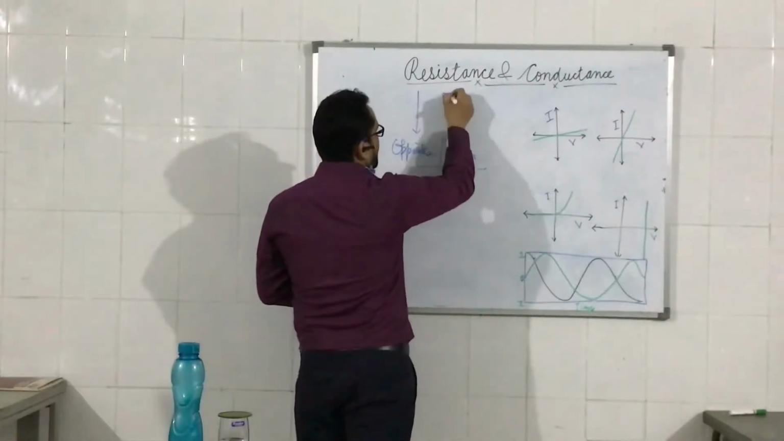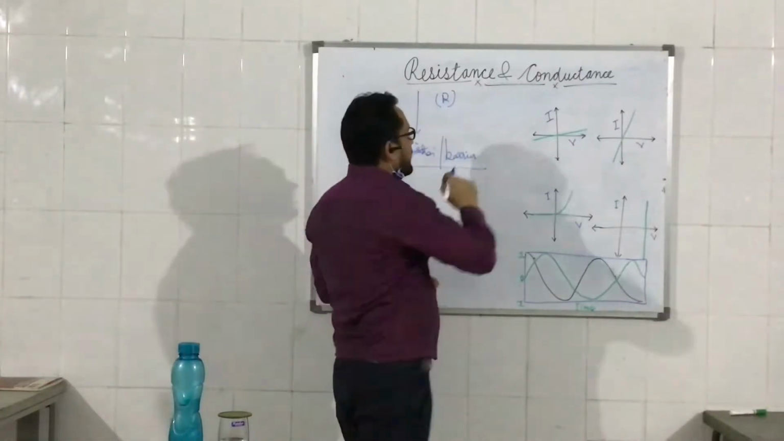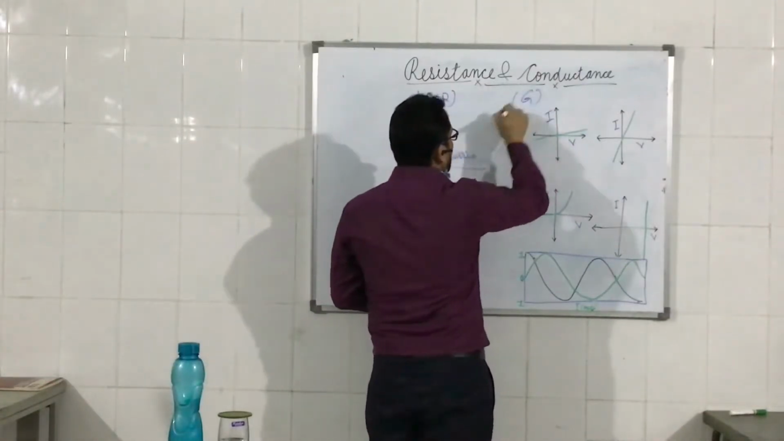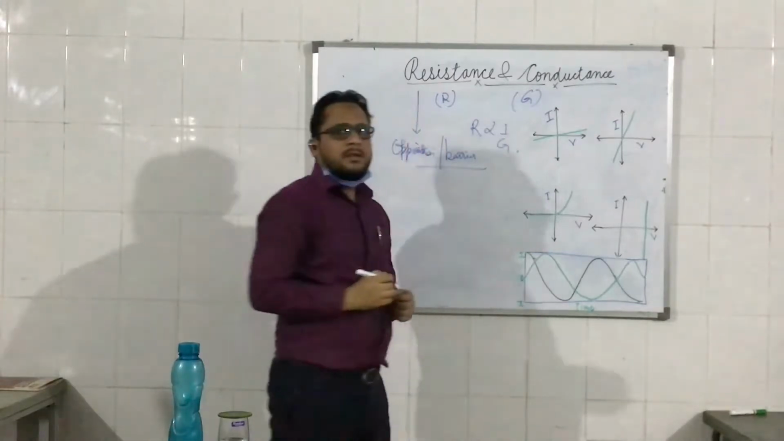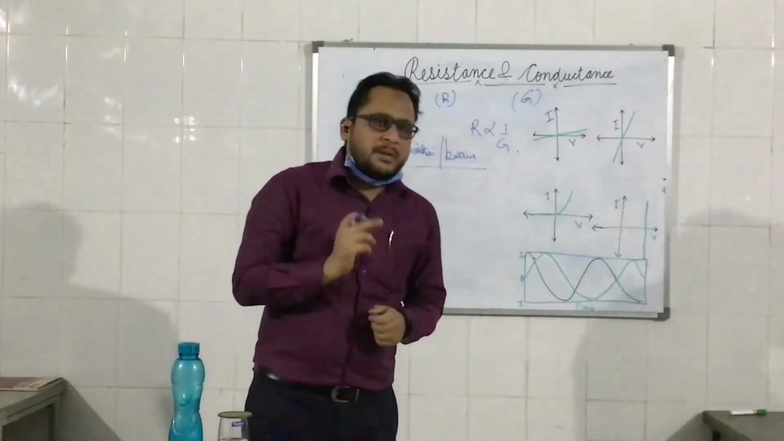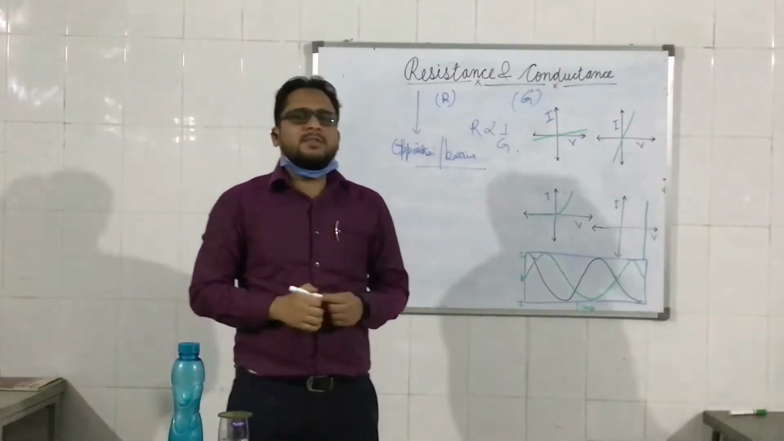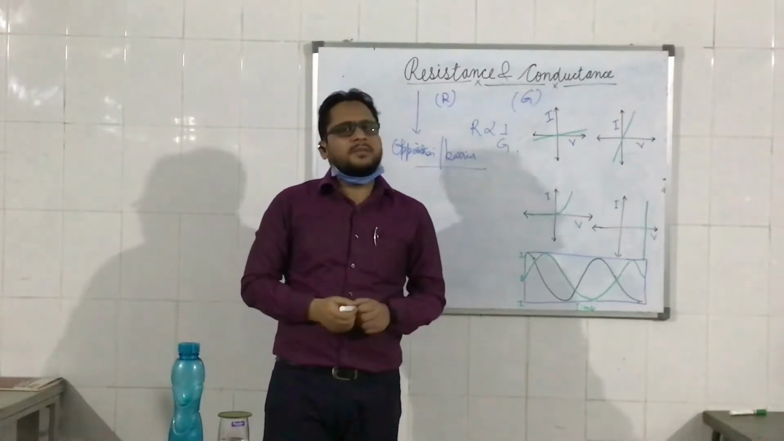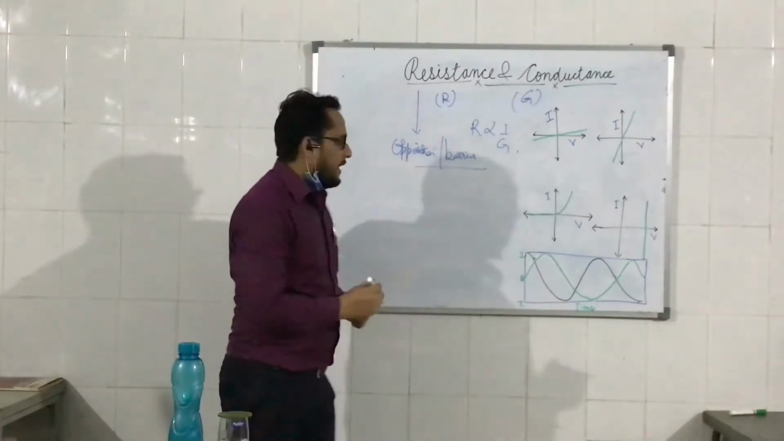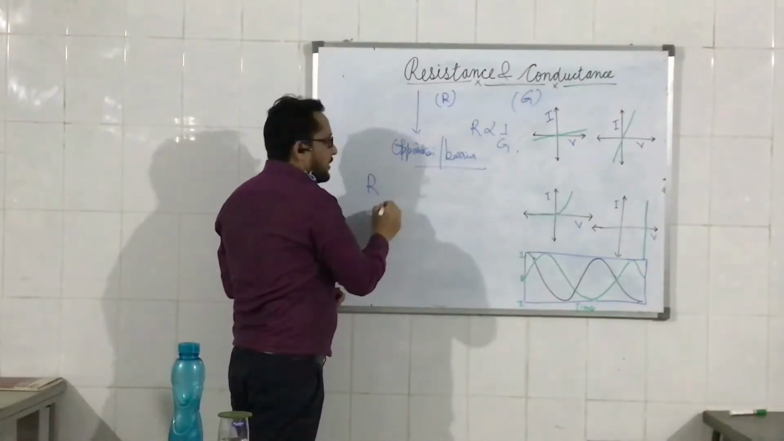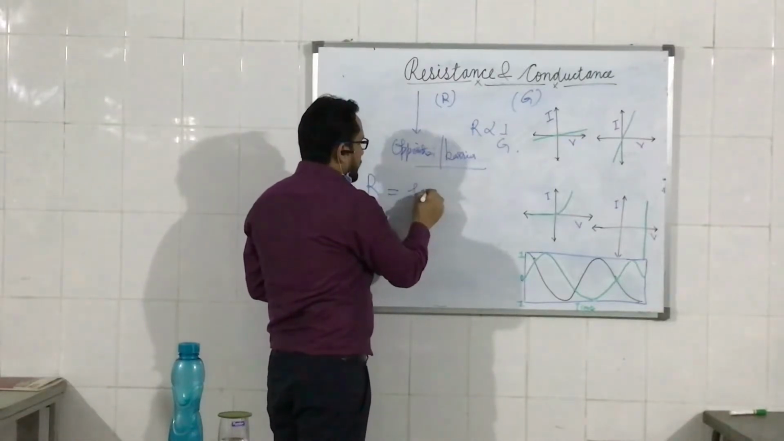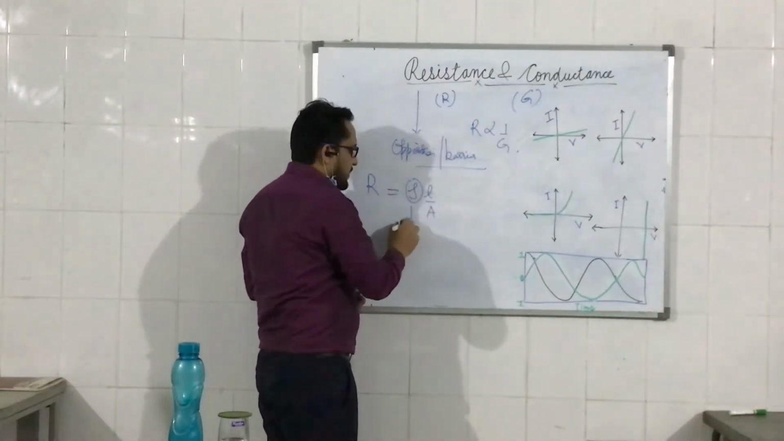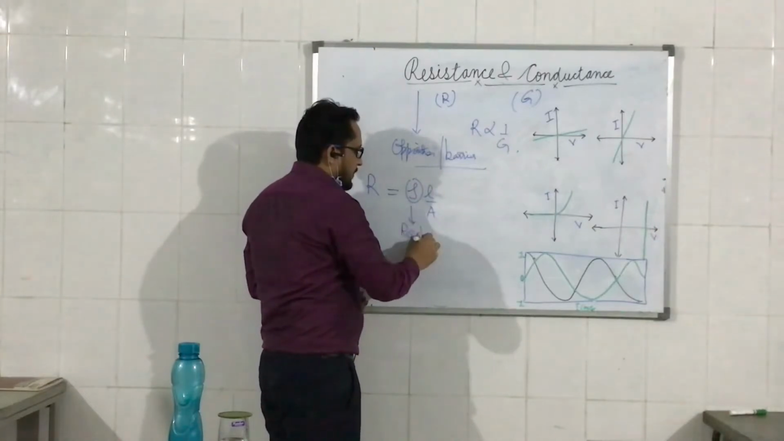Resistance is denoted by R, conductance is denoted by G, and they both are inversely proportional to each other. The resistance depends upon the length of the circuit. It also depends upon the area of cross section. If we relate it to the length and area of cross section, it is equal to rho L by A, where rho is the resistivity of the circuit.